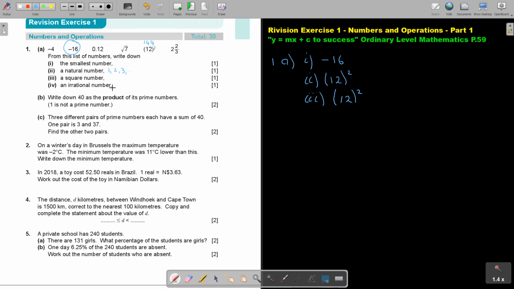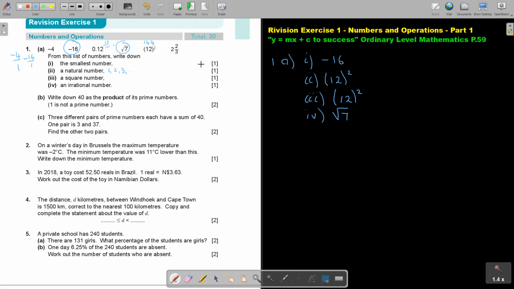Okay, and then an irrational number. Now, what were irrational numbers? Can you recall? Irrational numbers are the ones which you cannot make into a vulgar fraction. So that can be a fraction, because you can say -4/1. That can be a fraction, -16/1. That can be a fraction, 12/100. But this one, if you press square root of 7 on your calculator, you will get 2.645751311, and it only stops because there's no more place on the calculator. So basically the irrational number will be square root of 7.